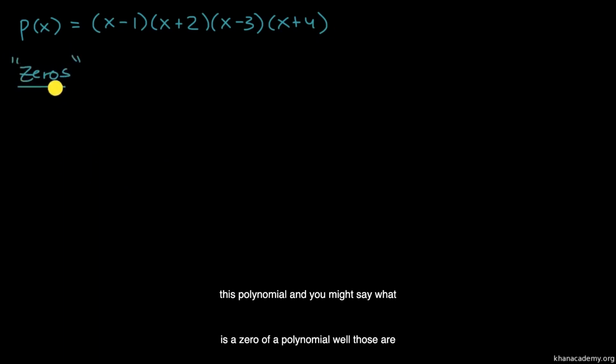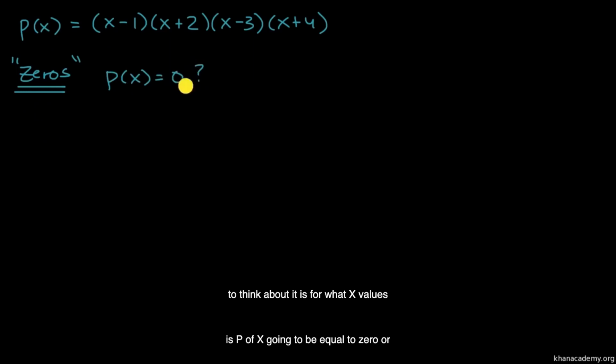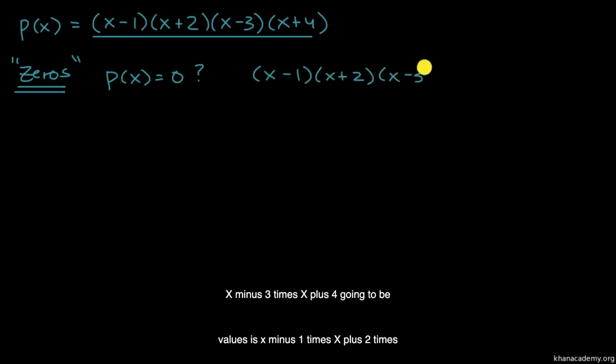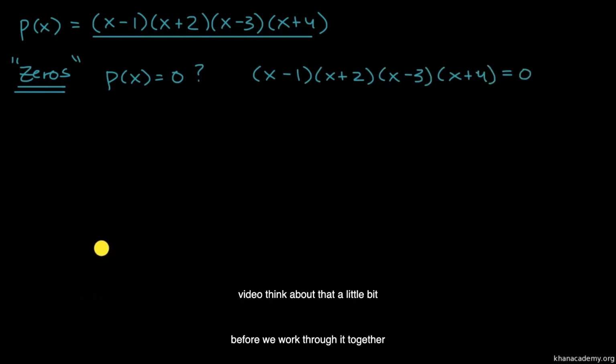And you might say, what is a zero of a polynomial? Well, those are the x values that are going to make the polynomial equal to 0. So another way to think about it is, for what x values is p of x going to be equal to 0? Or another way you can think about it is, for what x values is x minus 1 times x plus 2 times x minus 3 times x plus 4 going to be equal to 0? I encourage you to pause this video, think about that a little bit before we work through it together.